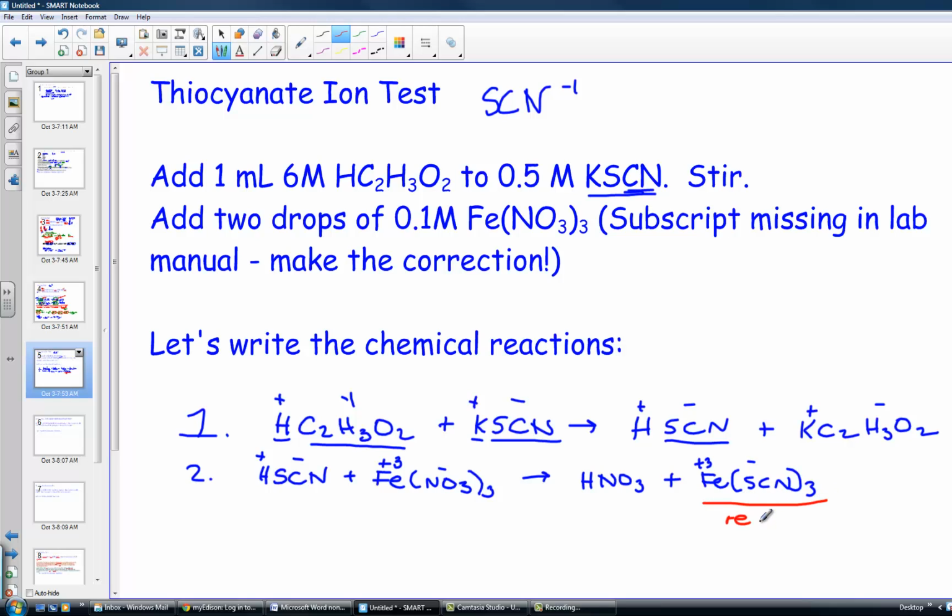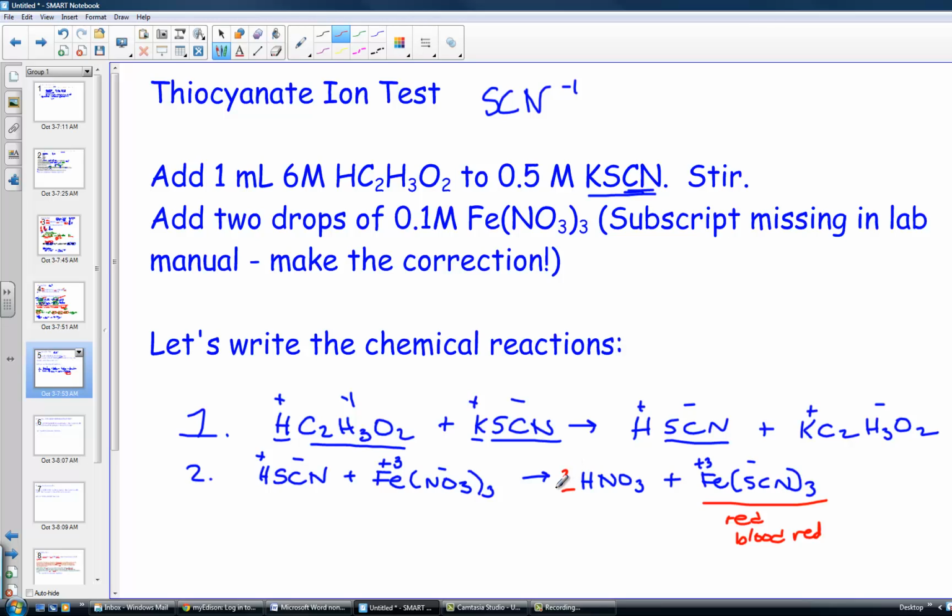This is going to give me a complex that is deep, deep red in color, almost like a blood red color. Real deep red, maybe even a brownish tint to it. Alrighty. So this right here indicates the presence of the thiocyanate.